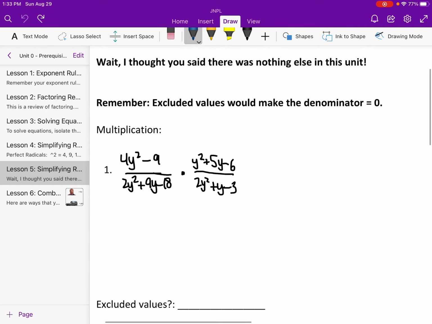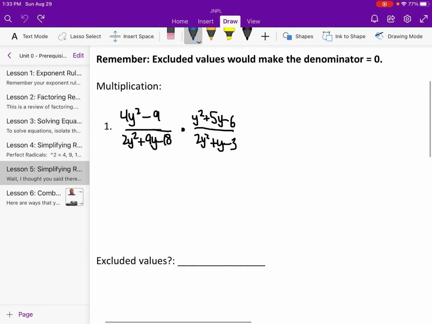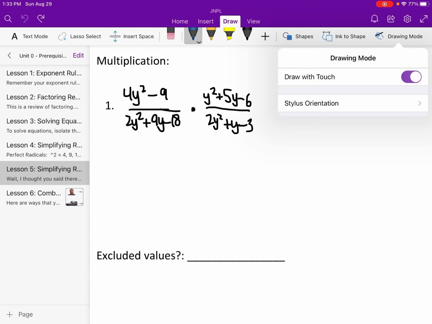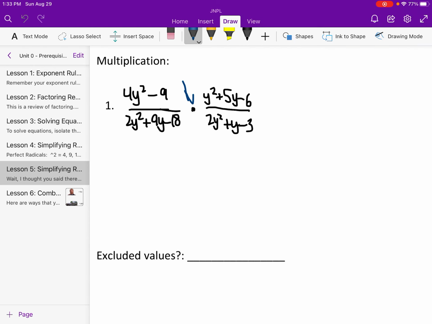So pretty crazy. So remember, excluded values would make the denominator equal 0. So remember that. You have to say the excluded values, but if you don't, I'll show you what that means. So to simplify this, we have to see what we're doing. We're multiplying in this case.